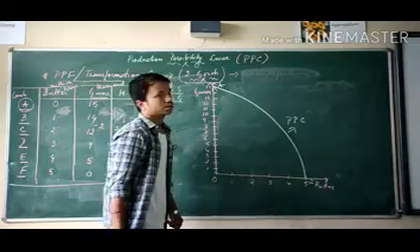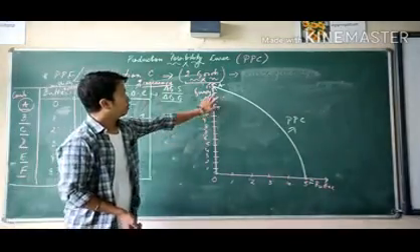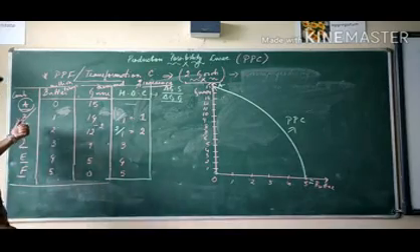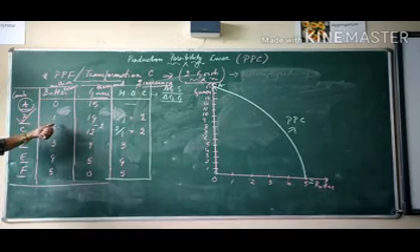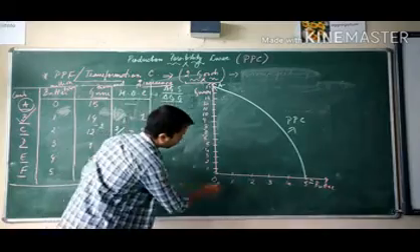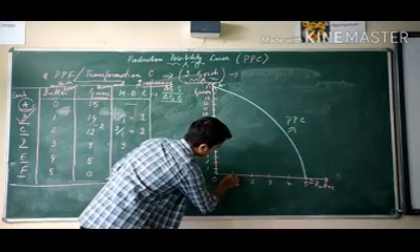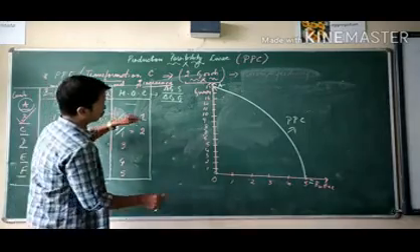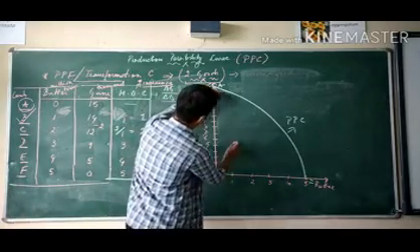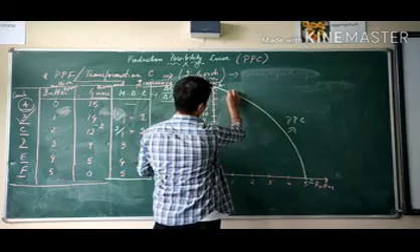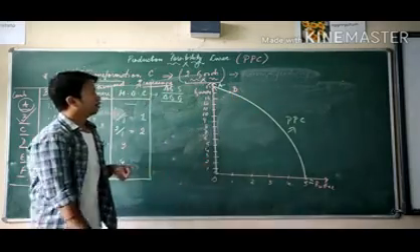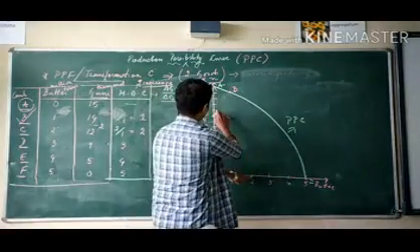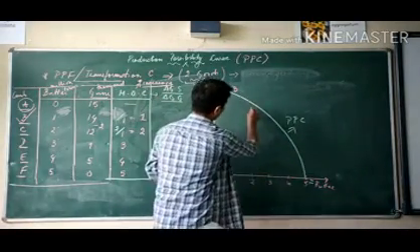This is your production possibility curve. If you want to check for combination B, look at this. Butter, we have 1 million tons. Where we are measuring butter is on the x-axis, 1 million tons, and your guns is 14. So B is somewhere around here. Look at C, 2 and 12. So 2 and 12 is somewhere around here.